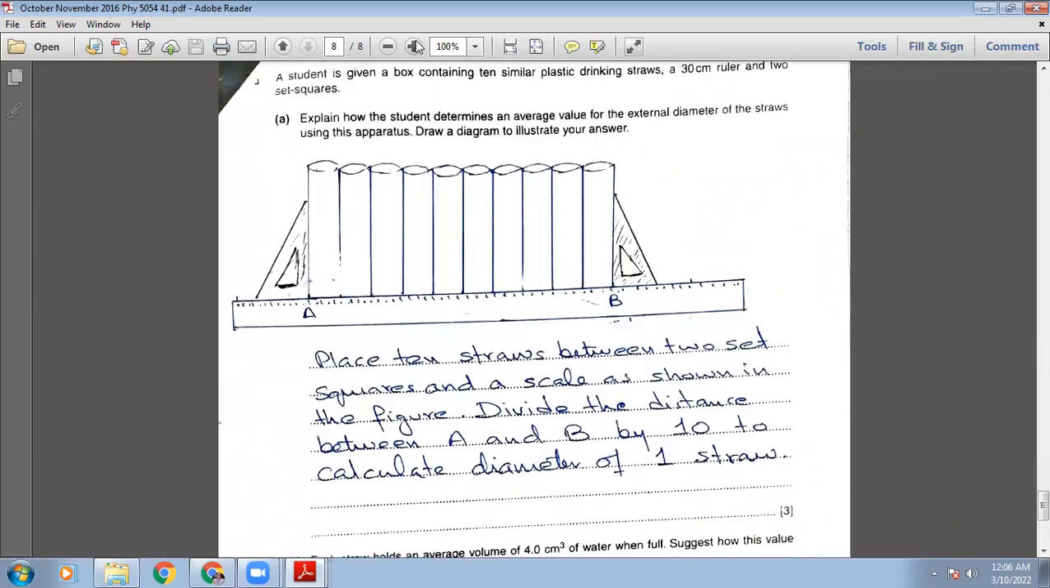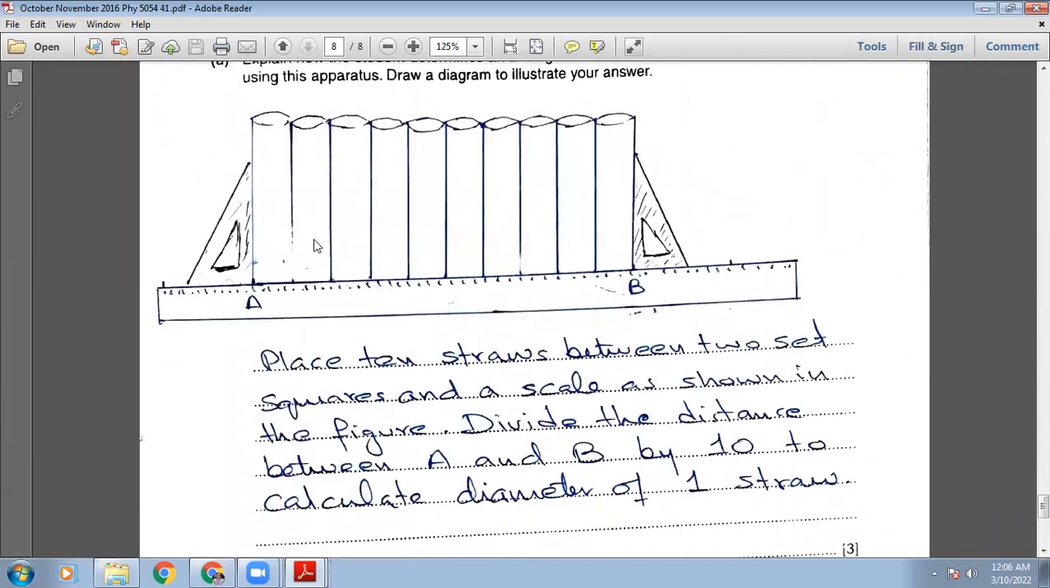Okay, so let me read the answer. It's a 3-mark question. Make this diagram in your answer space and place 10 straws between two set squares and a scale as shown in the figure. Divide the distance between A and B by 10 to calculate the diameter of one straw.